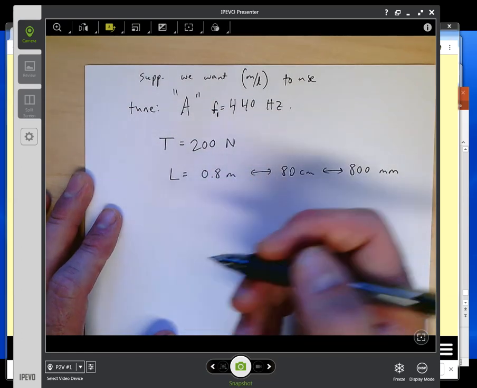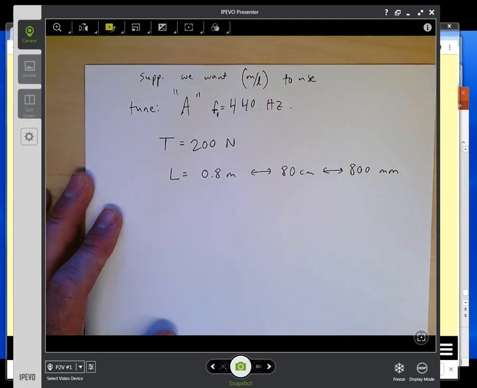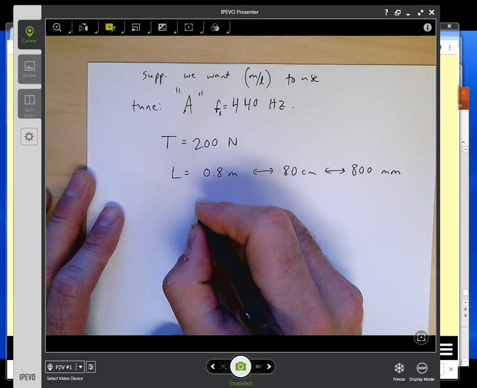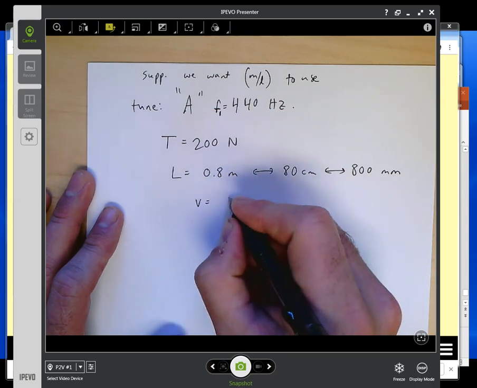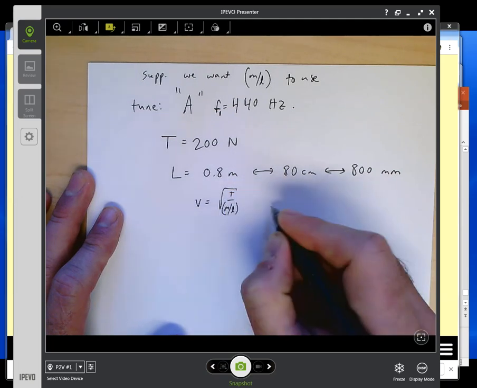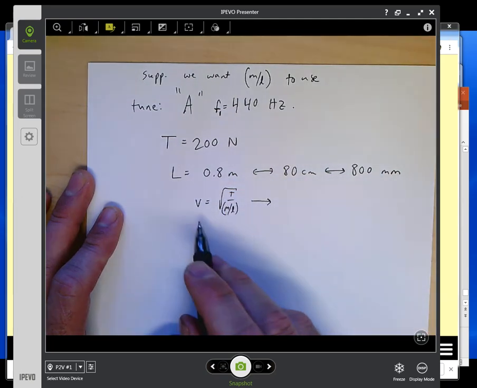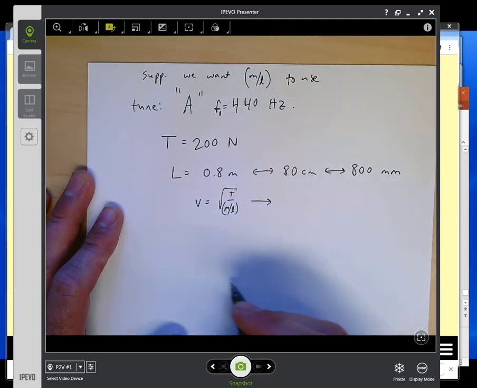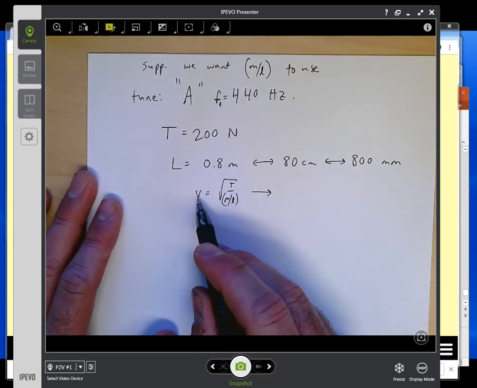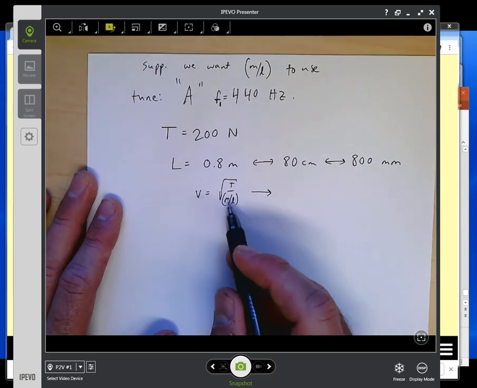Well, in order to solve this kind of problem, we need to take a look at what our relevant formulas are. So one of them is going to be that the velocity is going to be the square root of tension divided by mass per unit length. So if you notice here, we can actually rearrange this equation to solve for mass per unit length. So imagine that in our next step, we're going to figure out what the speed needs to be. But let's kind of set ourselves up here.